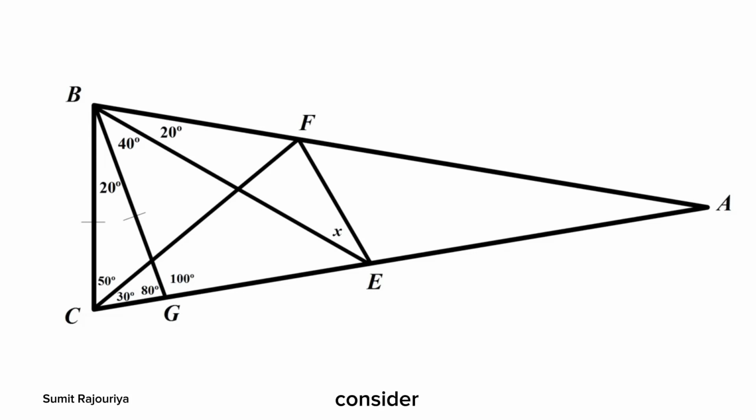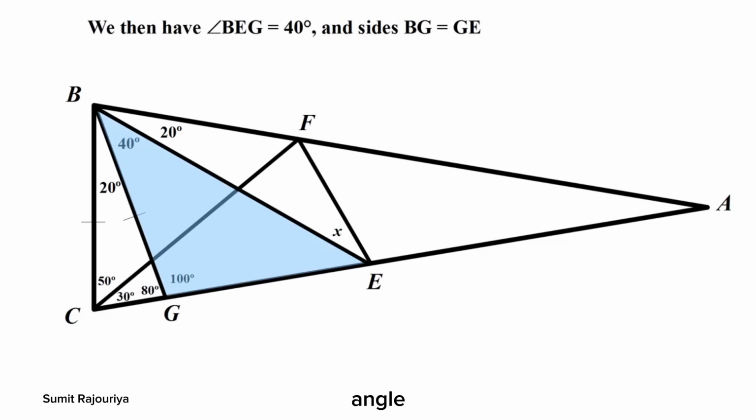So now let's consider the next triangle. Here we have triangle BGE, and we know that one of its angles is 100, another angle is 40. Since all of the angles in the triangle have to add up to 180 degrees, that means the final angle in this triangle, BEG, must be equal to 40 degrees. And once again, we have 2 angles which are equal to each other. Therefore, the sides opposite these angles must be equal to each other. So we can conclude that sides BG and GE must be equal to each other.